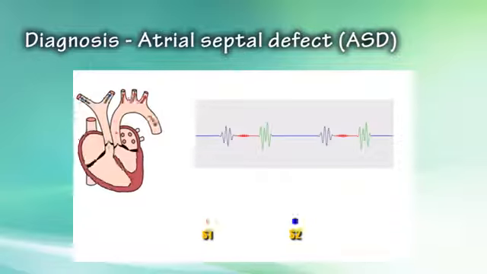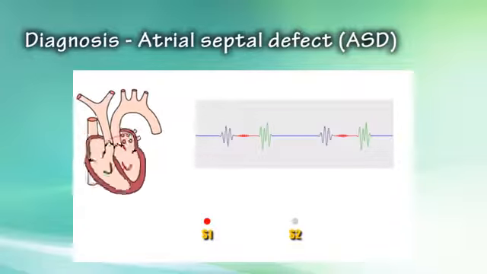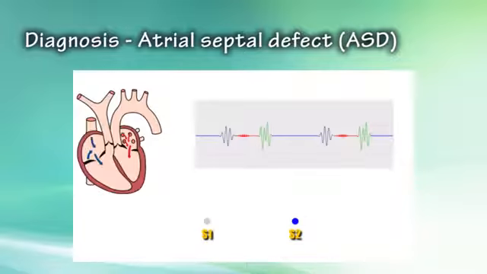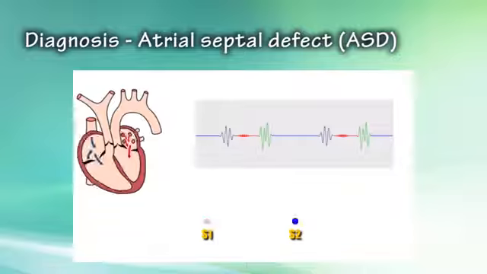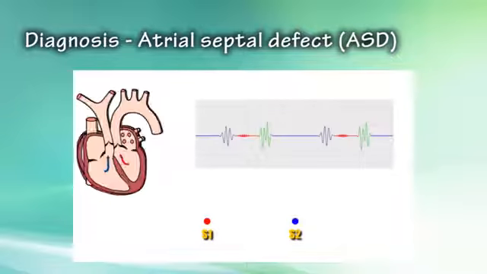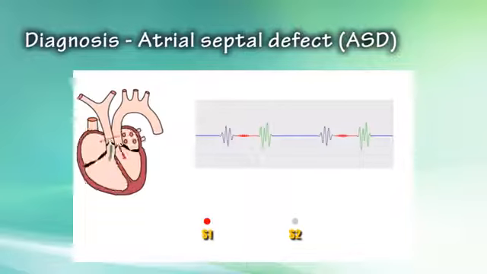Auscultation is characteristically best elicited in the pulmonary area with a short systolic murmur and a characteristic wide splitting of the second heart sound. This is very important to elicit in ASD: wide split and a systolic murmur at the pulmonary area or at the left sternal edge.